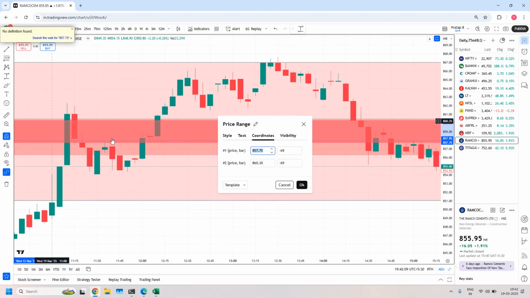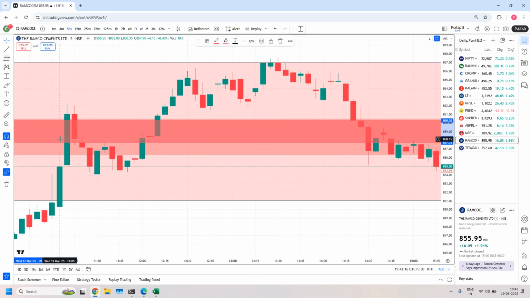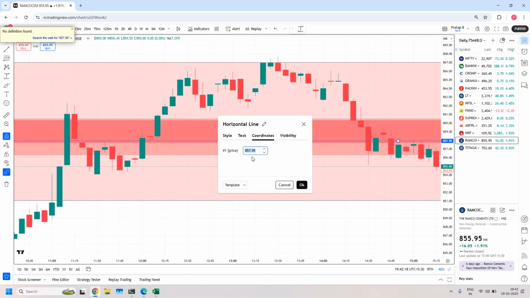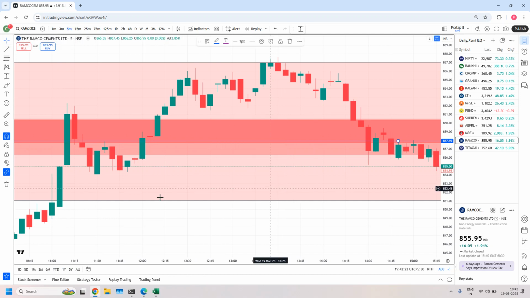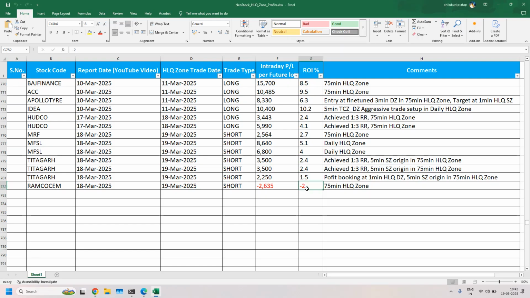Actually, you are supposed to take your entry at 857.75, but I am taking at 857.95. Instead of 75, I am taking 95 paisa. Up to that 95 paisa, if I take, the risk comes to exactly 2%. Beyond that, we get more than 2%. That's why we take the trade only at the blue color line. See, that's why you see the risk is exactly 2%. That is the maximum accepted risk.